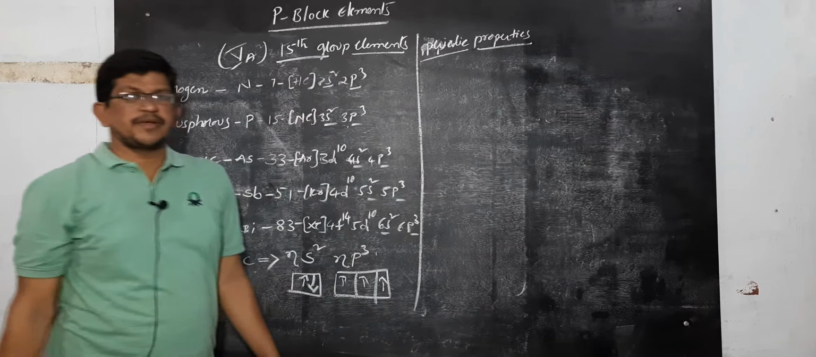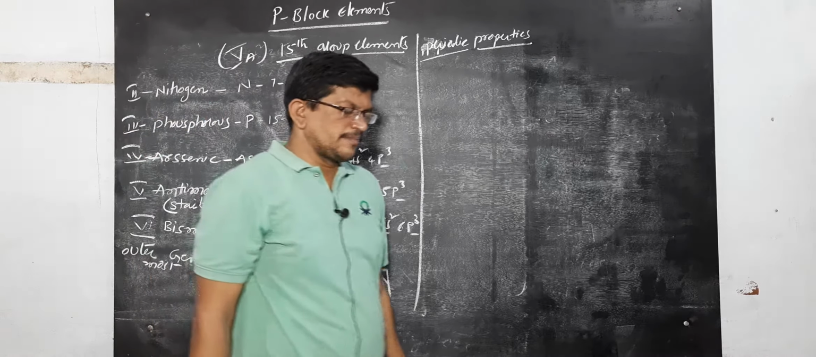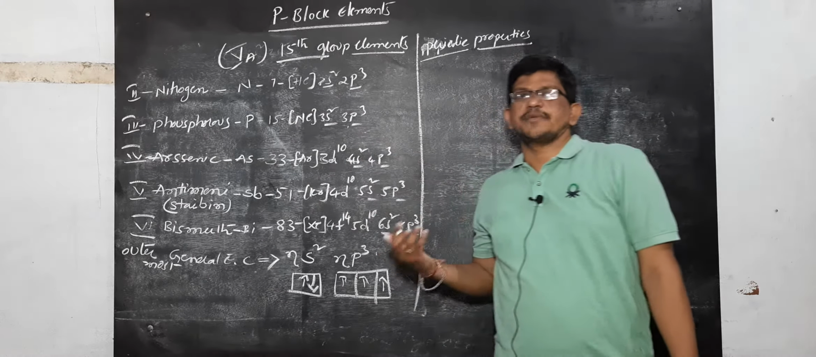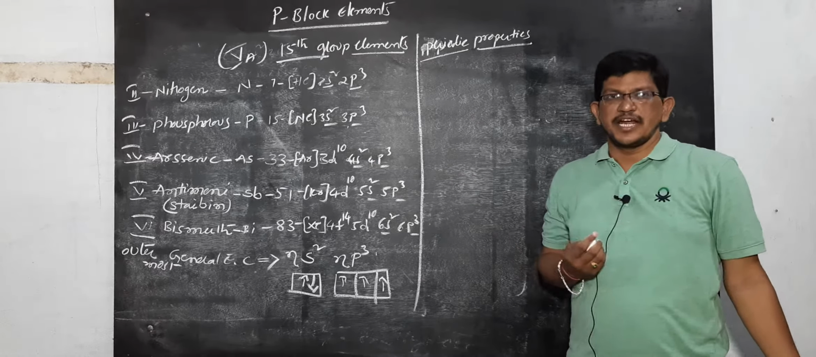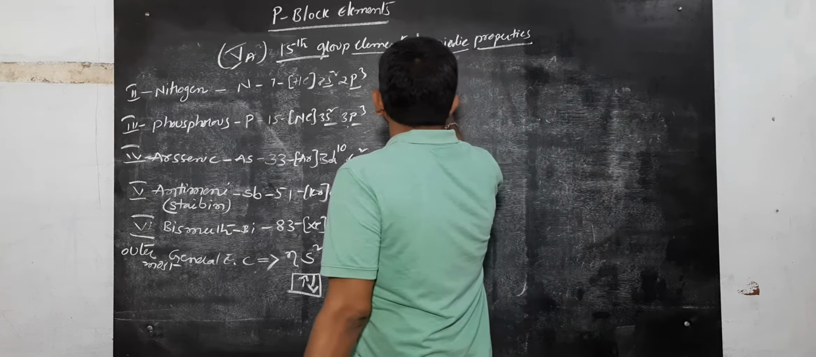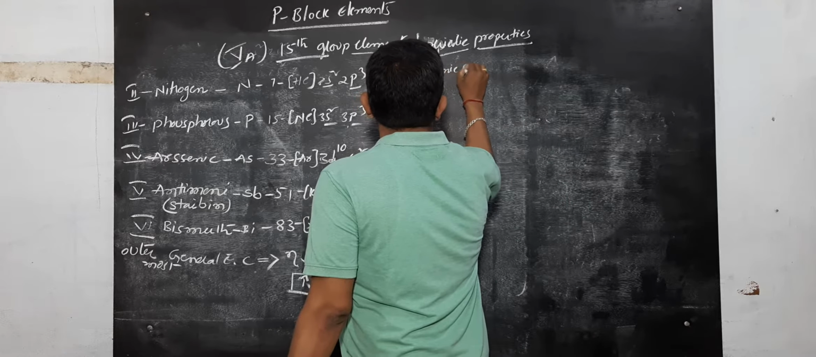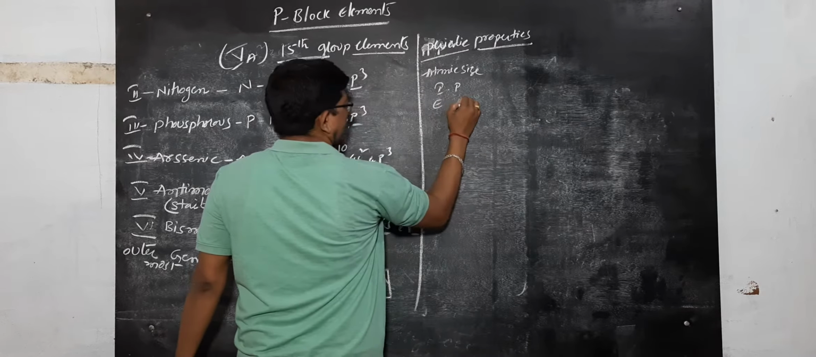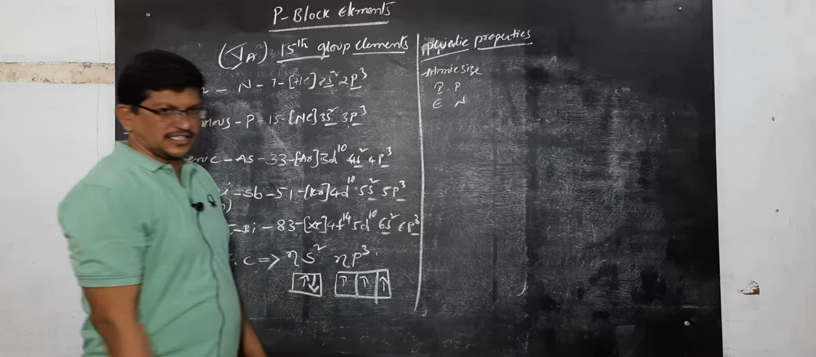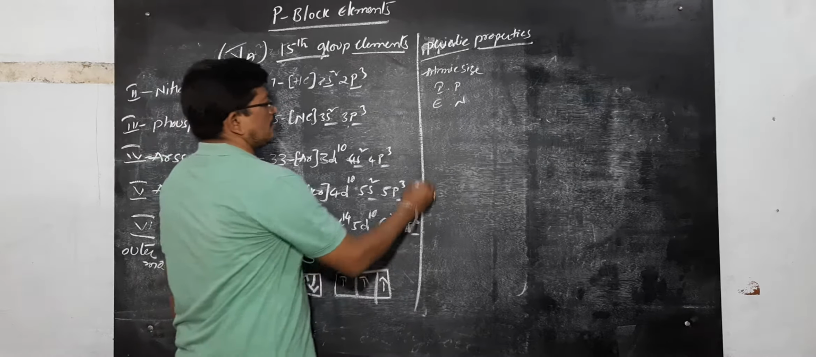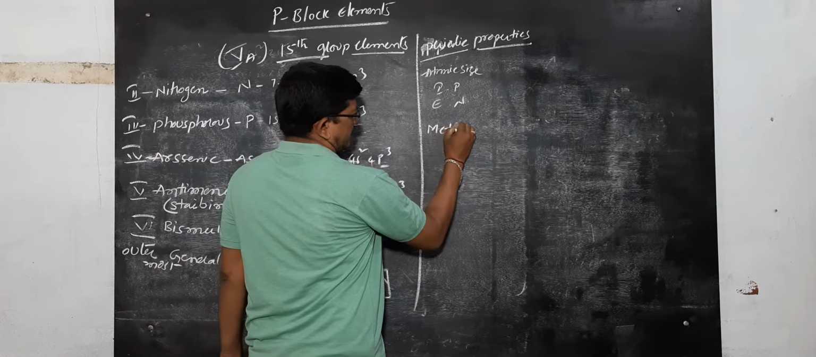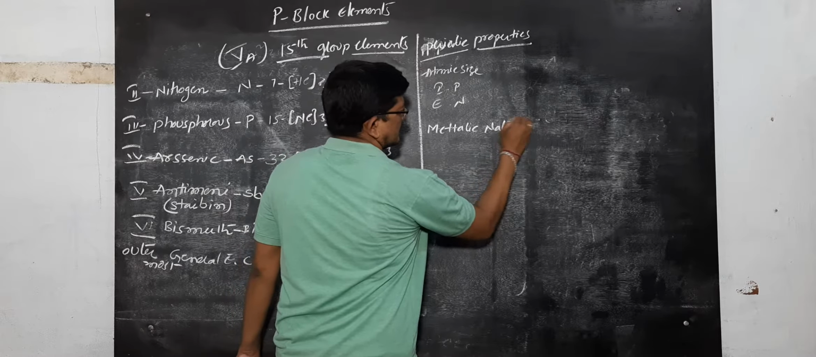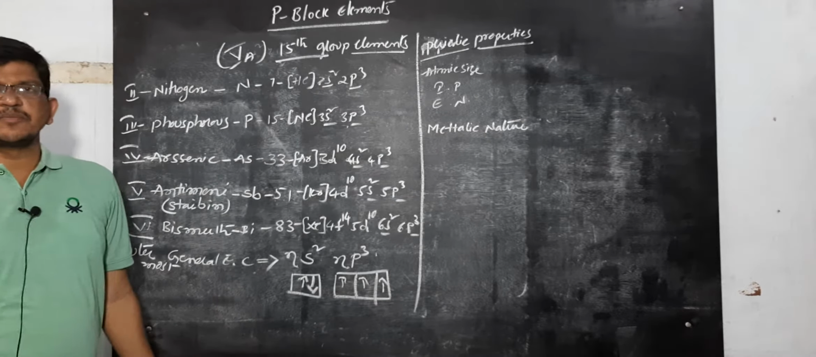So when it comes to the periodic properties, what are periodic properties? Those which repeat at regular intervals in the periodic table are called periodic properties, such as atomic size, ionization potential, electronegativity, and metallic and non-metallic nature. These are the physical properties.